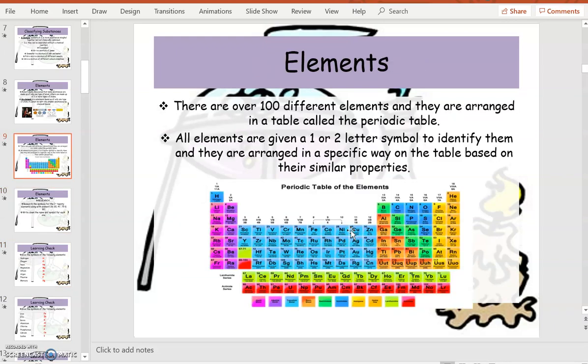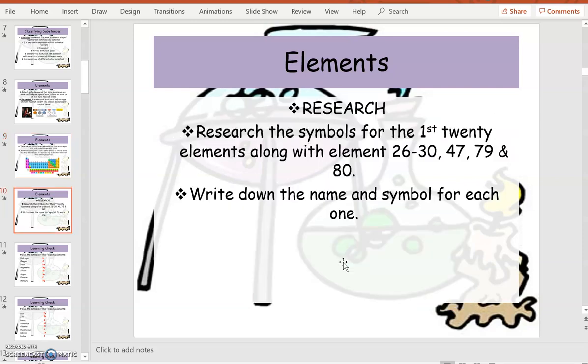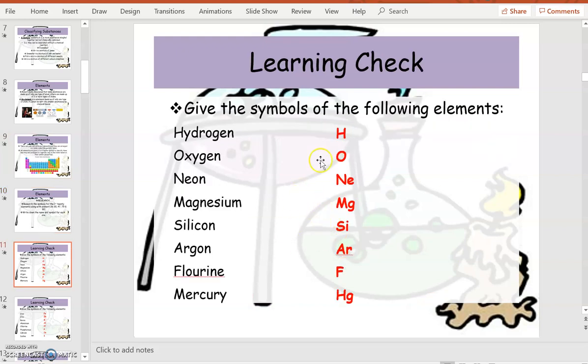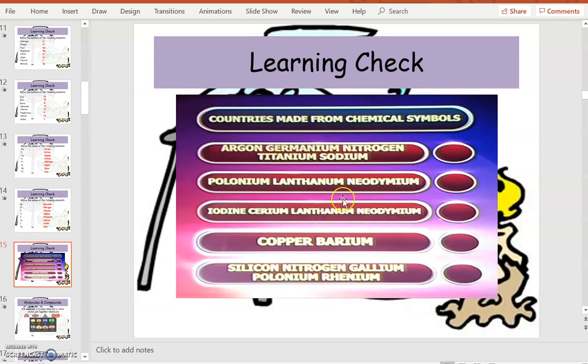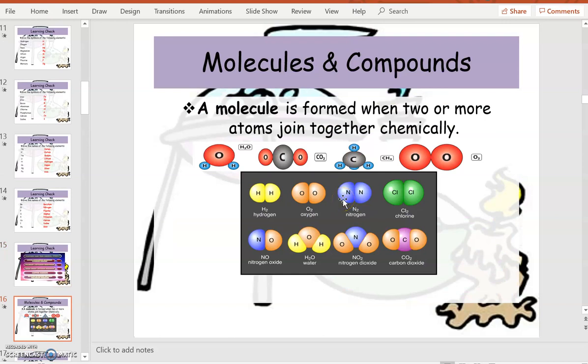So you need to be able to look at your periodic table, and you need to know the first 20 elements especially, and then some other choice ones as well. So if you look through this PowerPoint here, it gives you some elements and their chemical symbols. So it's important you know their symbols and the elements themselves. Then molecules and compounds are explained here, so what they are, okay?